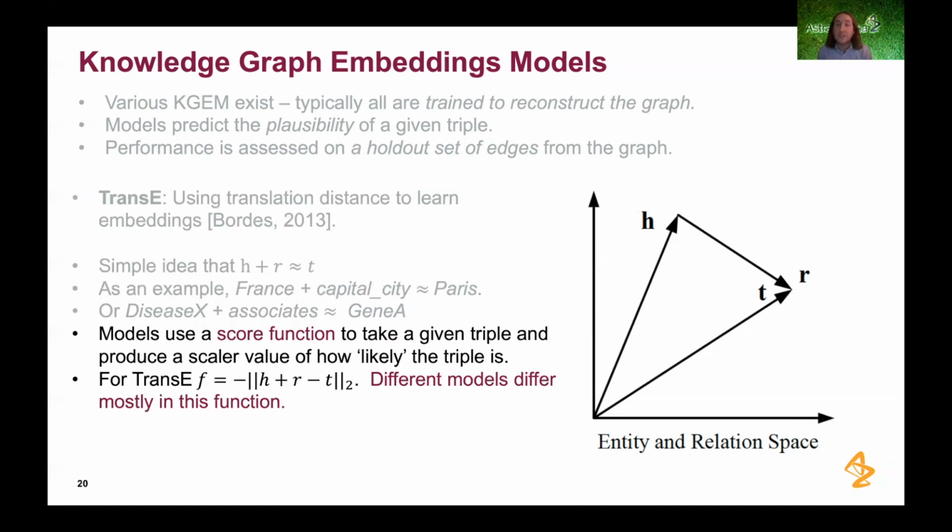Models use a score function, which takes as input the three vectors. So the vector for the head, the vector for the relationship, and the vector for the tail. These are then combined to produce a single scalar value that represents the plausibility of the triple being true. And the score function for TransE is simply to add the relationship to the head, then subtract the tail. And then we take the L2 norm of the resulting vector. And essentially this is measuring how close the resulting vector is to the tail vector. So a value of 0 would be the best one here, but often it's negative.